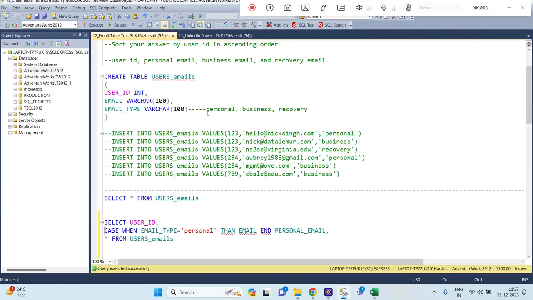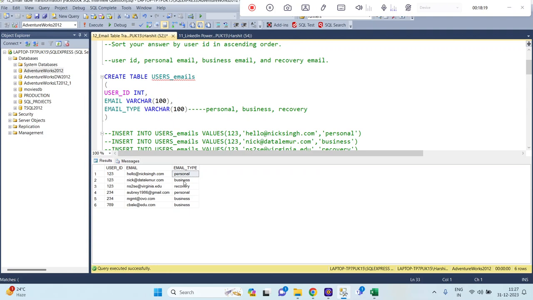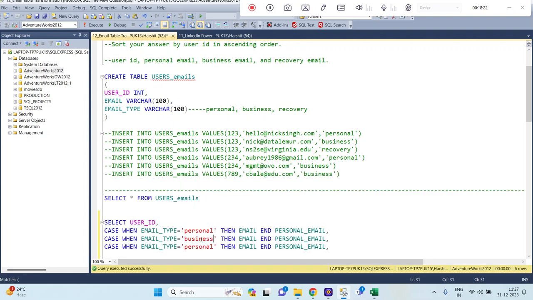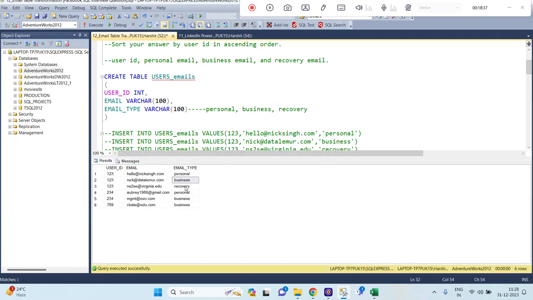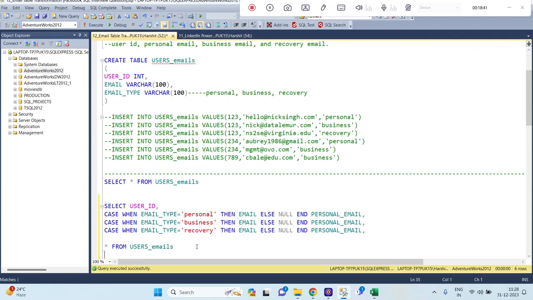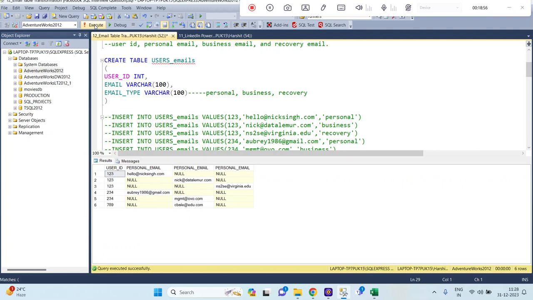What is wrong in this? Now what we need to do? We require business email also, right? Then email, else null we have to write. And then over here, the third one is recovery email. Okay, so we got the three columns, but what is wrong over here? Can anyone tell me?